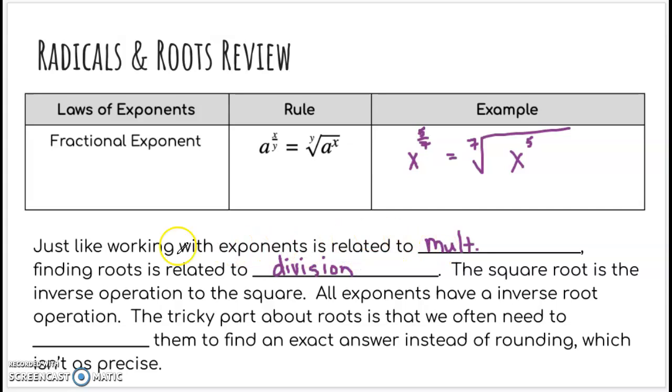The square root is the inverse operation to the square. All exponents have an inverse root operation. The tricky part about roots is that we often need to simplify them to find an exact answer instead of rounding, which isn't as precise.